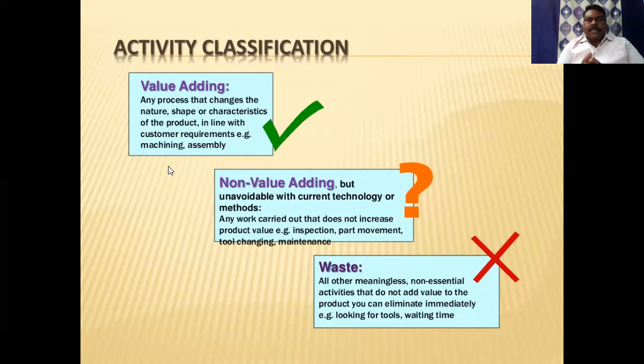Next, non-value adding, but unavoidable with current technology or methods. This is any work carried out that doesn't increase the product value: inspection, part movement, tool changing, maintenance. Here there is no value addition. For tool changing, we use one spanner and one screwdriver, and so many tools in order to do something, but that is not value addition. Whatever you work on the workpiece is value addition. Inspection is non-value adding too, since I only check whether it is going to happen or not.